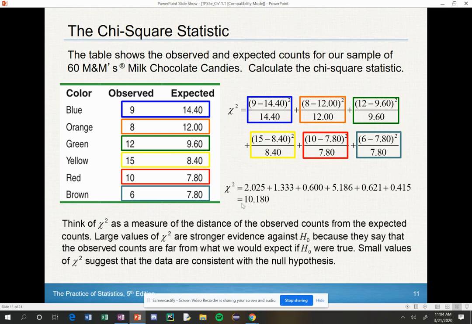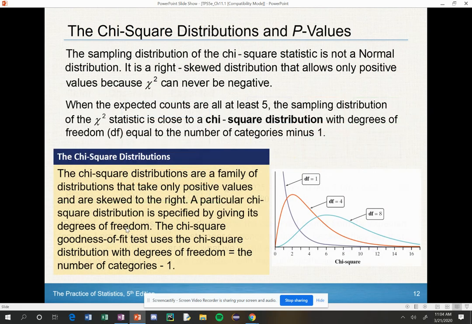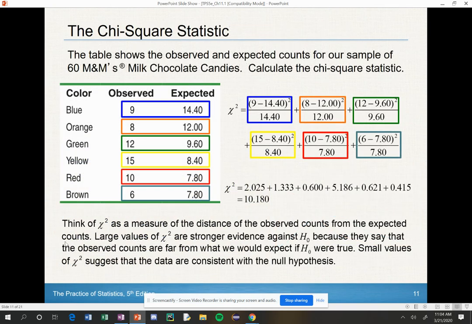So what do we do from there? Let's go back and read that. Think of chi-squared as a measure of the distance of the observed counts from the expected counts. Larger values are stronger evidence against the null, because they say that the observed counts are far from what we would expect. Small values of chi-square suggest that the data is consistent with the null hypothesis.